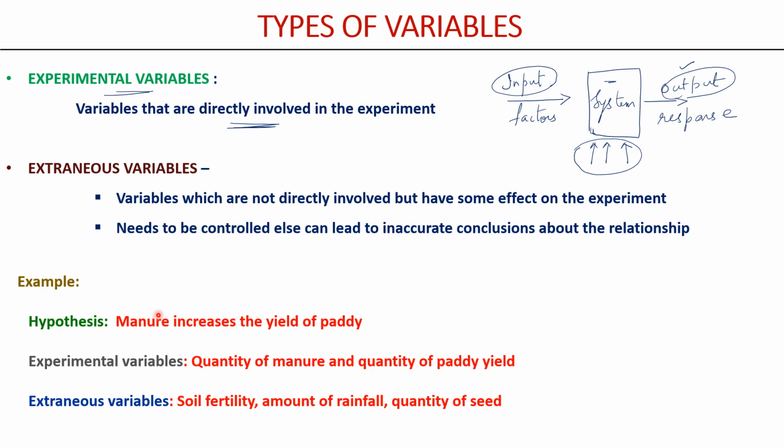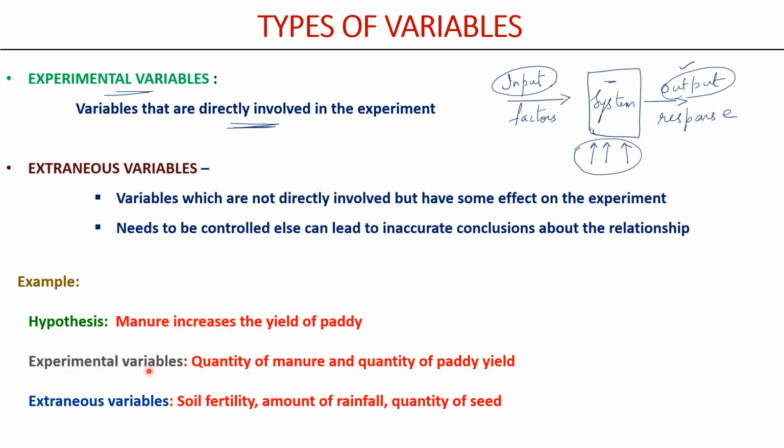For a simple example, if I take up, I say the hypothesis or the statement that I get through an evidence is that manure increases the yield of paddy. Now, this statement is to be verified through an experiment, but here we are only now defining variables at this particular level.